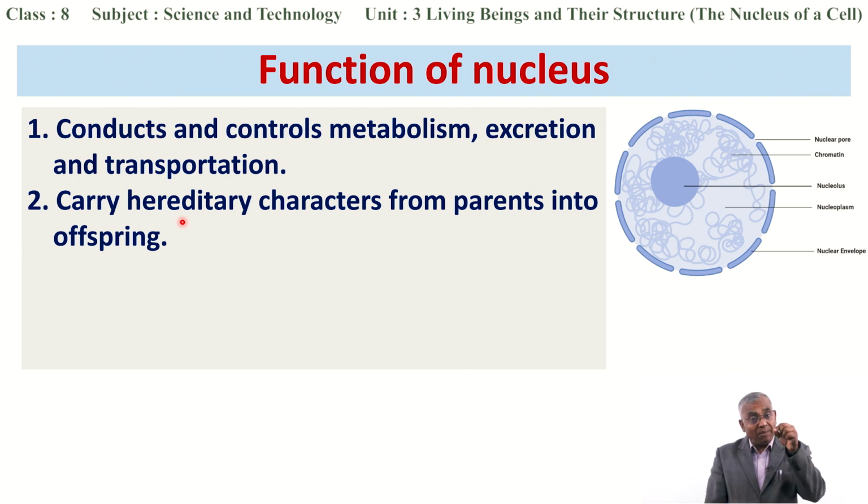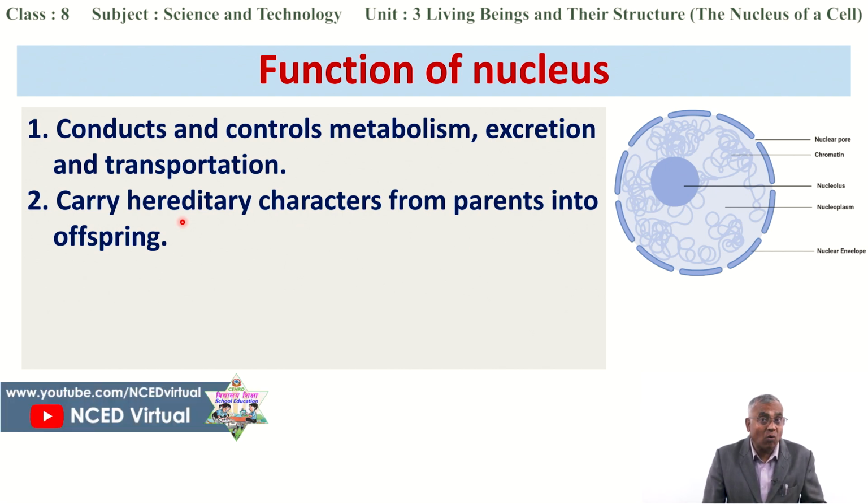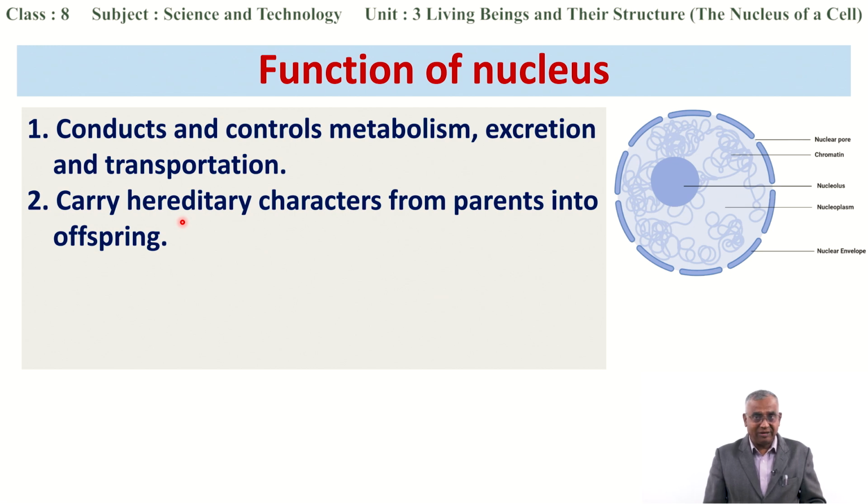But there are some characteristics which we have to learn after birth. That is not a parental character, that is our acquired character. What type of character? Acquired, which we have to learn. We have to learn how to dance, how to sing, how to write, how to read, how to do art, how to play music. So all these things are learned after birth. So they are what? Acquired characters. Okay. So the two types of characters are different: hereditary and acquired. So the nucleus carries hereditary characters from parents into offspring.